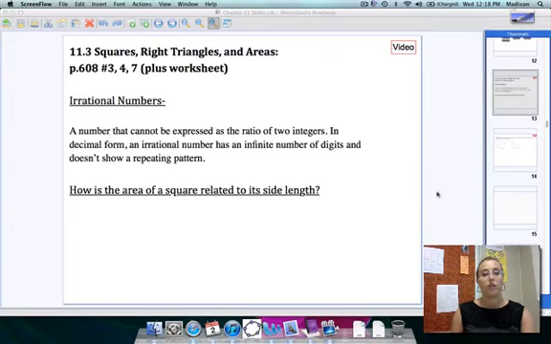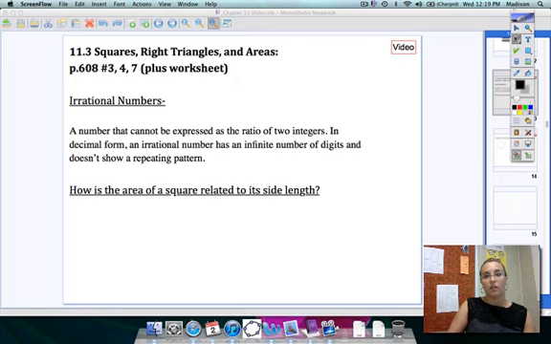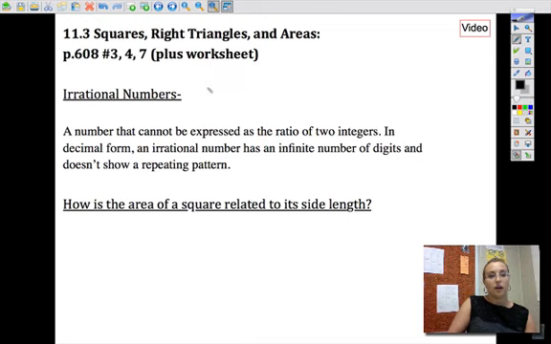In 11.3, our first definition is not in our book, but it's something that Miss Olson and I thought was important that you know. You need to know what irrational numbers are. All numbers are one of two things: they're either rational or they're irrational. Most numbers are rational.